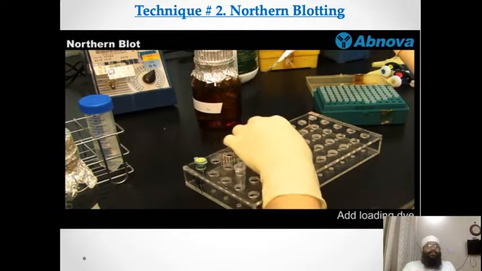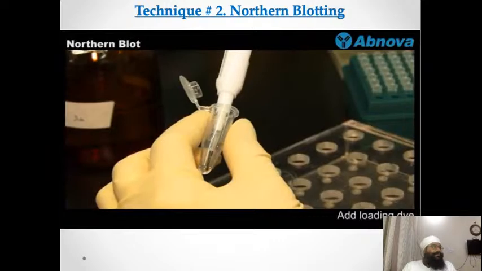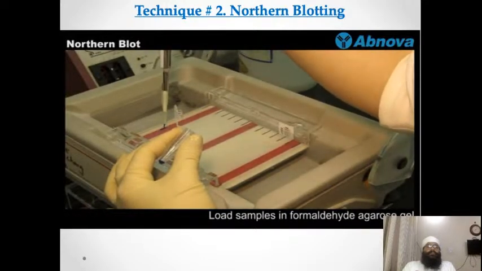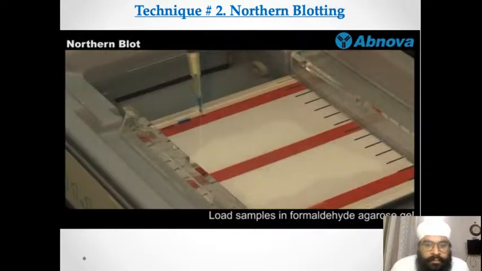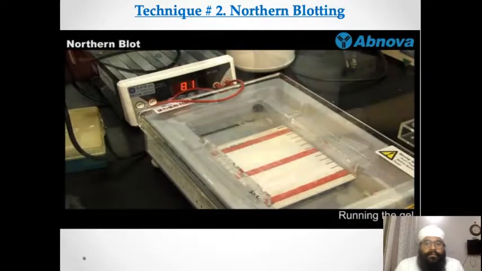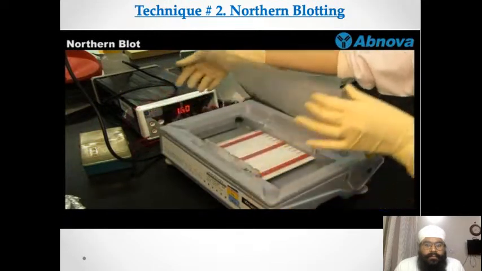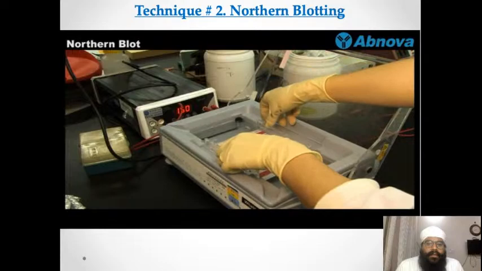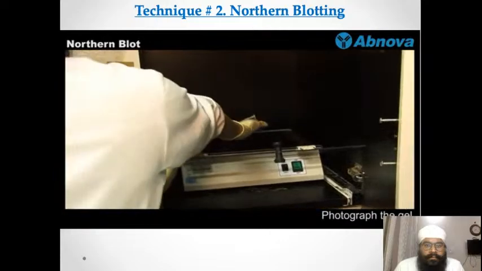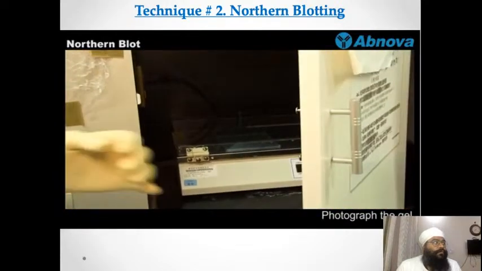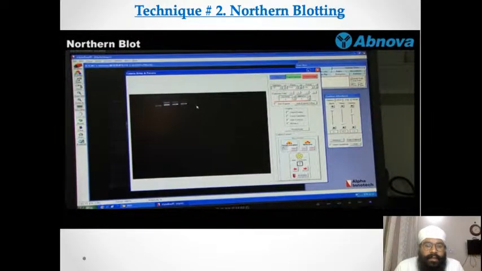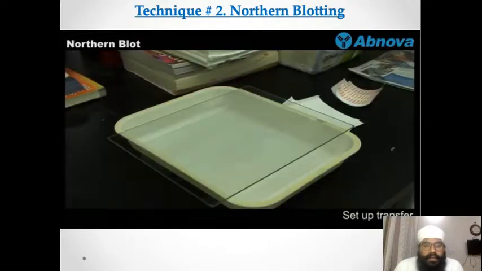We add loading dye to it. Then the gel is run. You check whether your bands are run like they should be. So we will do the northern transfer afterwards, the same like southern transfer.